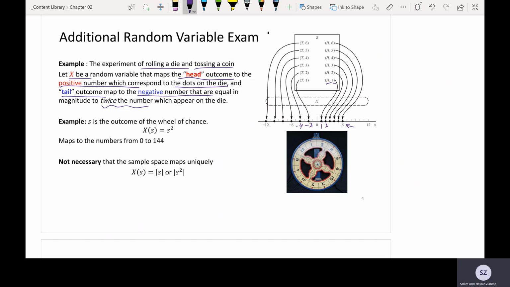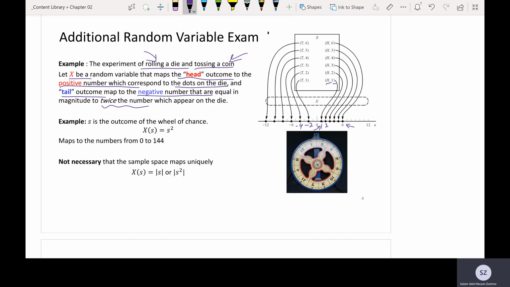Now, another example: we are tossing a coin and rolling a die. And we said it's my definition, you can define another random variable, it's up to you. One definition of the random variable would be: if it is heads, then the random variable will take the corresponding number that appears on the die. If it is tails, the random variable will take twice the number that you see on the die. This is one random variable. You can define another.